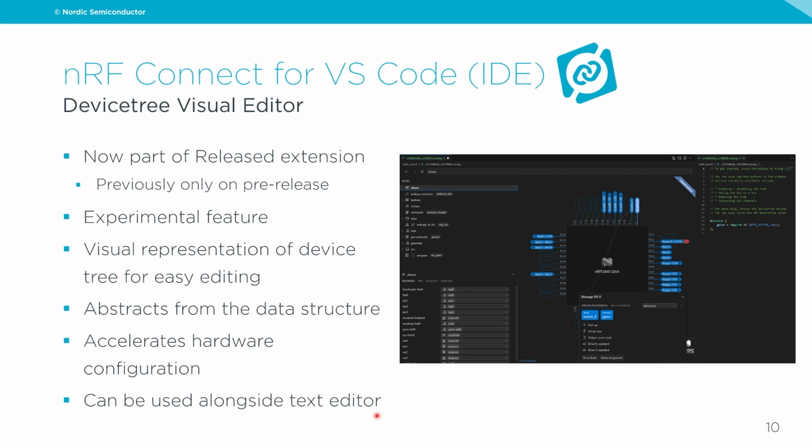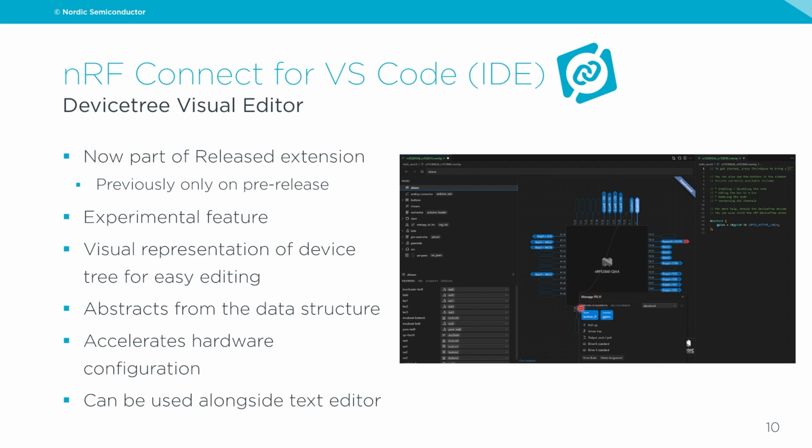You can edit things on the device tree visual editor, and if you have the text editor open, as you work on this side of the tool, you'll see those changes live, and the same thing the other way. So if you make changes on the text editor side, you will see those changes in effect on the GUI immediately. So they can be used alongside each other.